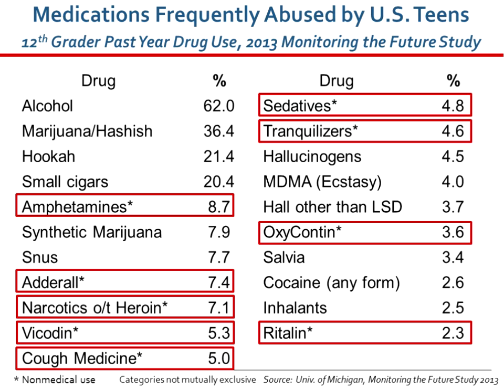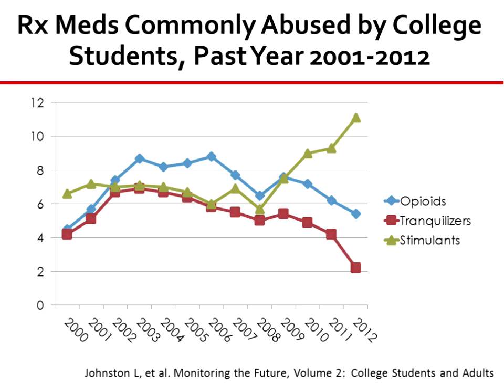And so the majority of prescription drug abuse issues amongst teens tends to be these amphetamines as well as opioids. And the Monitoring the Future survey also looks at prescription drug abuse by college students.